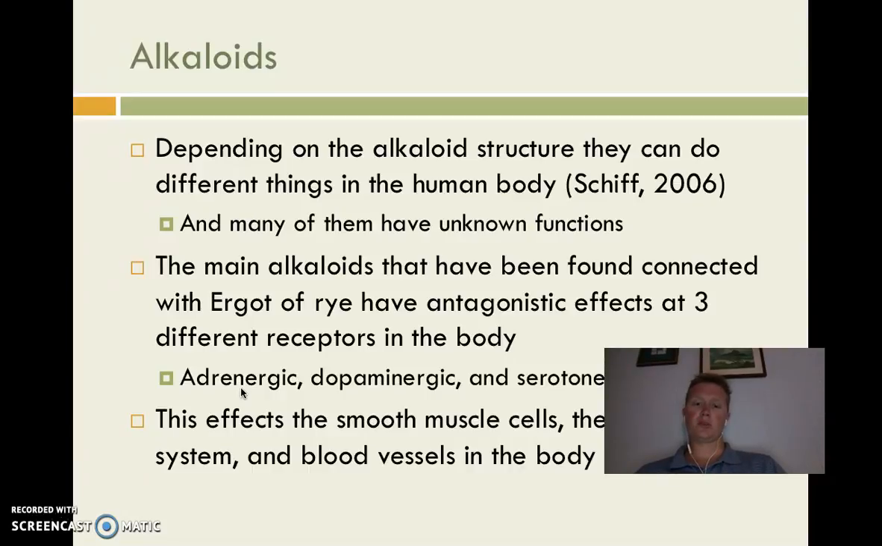The main alkaloids that have been found with ergot have antagonistic effects on 3 different receptors in the body. And these different antagonistic effects affect the smooth muscle cells, the nervous system, and the blood vessels in the body.